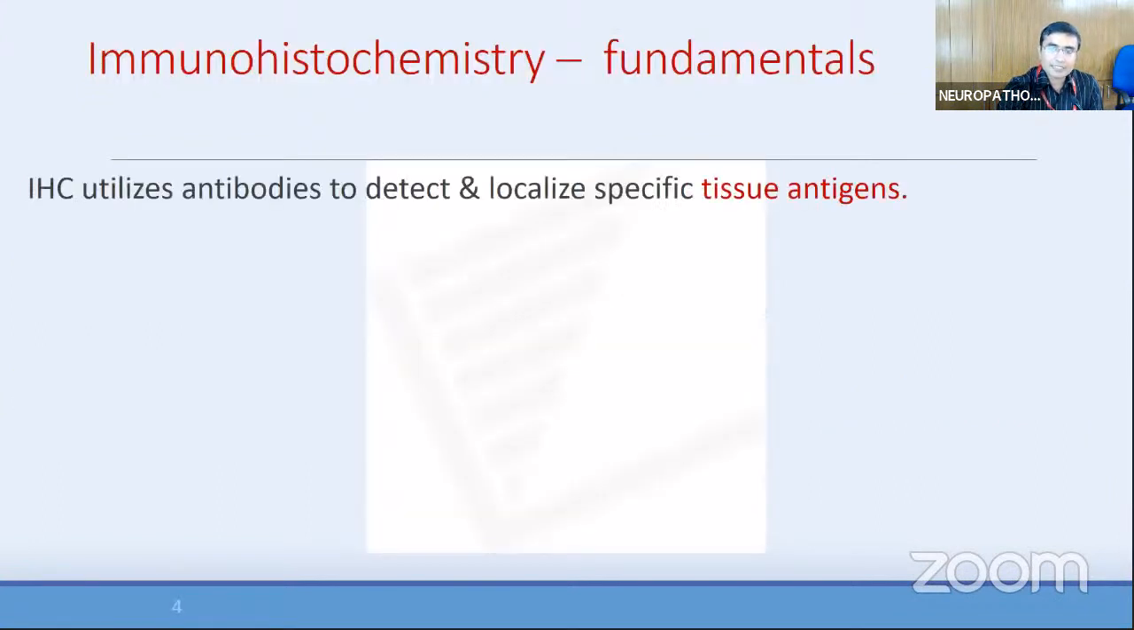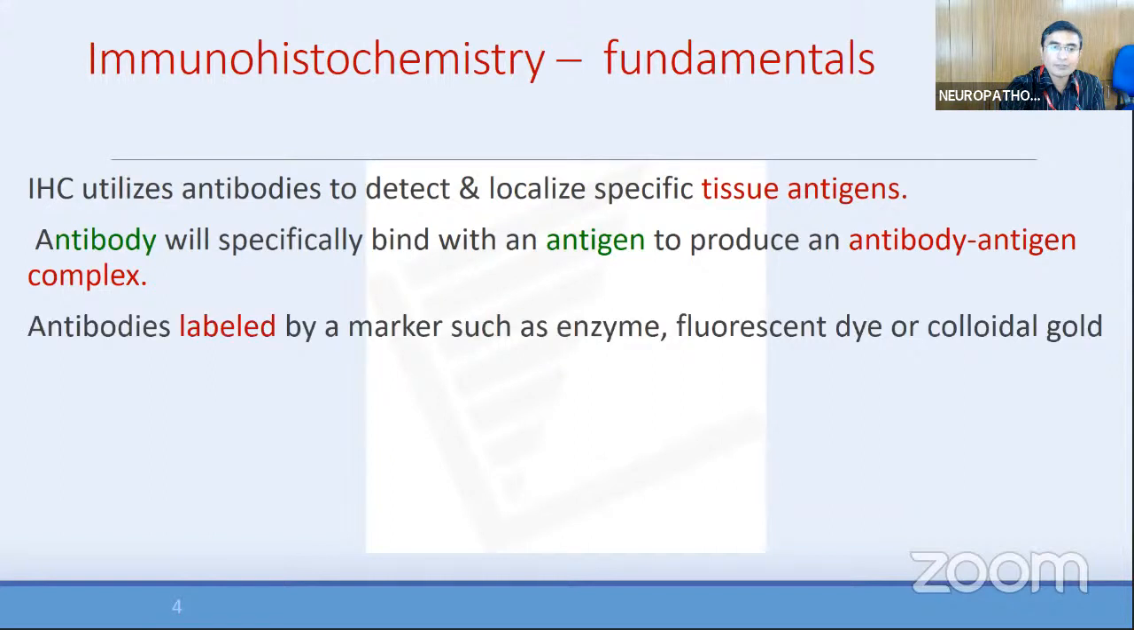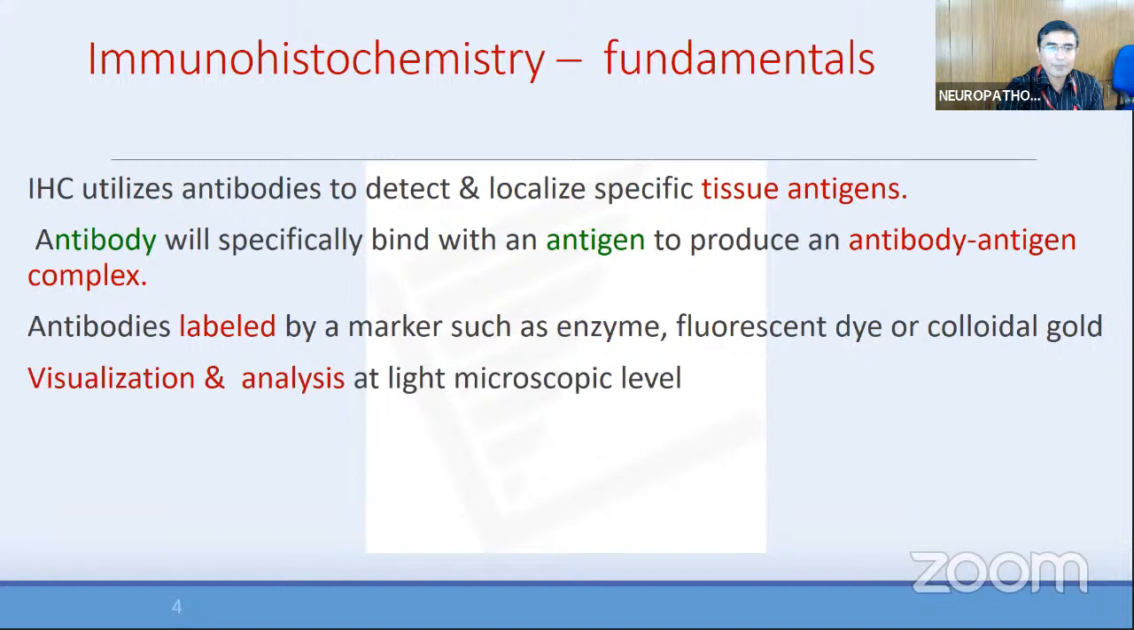Now if you divide the principle, you can make this into four important elements. The first is the use of antibodies, which will go and bind to specific tissue antigens, but this antibody we cannot recognize, so it has to be tagged. The principle behind this is a simple antigen antibody reaction, but the antibody will be tagged to some kind of enzyme which will convert a substance into a more colored substance that can be recognized, or a fluorescent dye or a colloidal gold that can be recognized. And this will be visualized and analyzed under light microscopy. So these are the four essential steps which will be elaborated in detail in the demonstration.